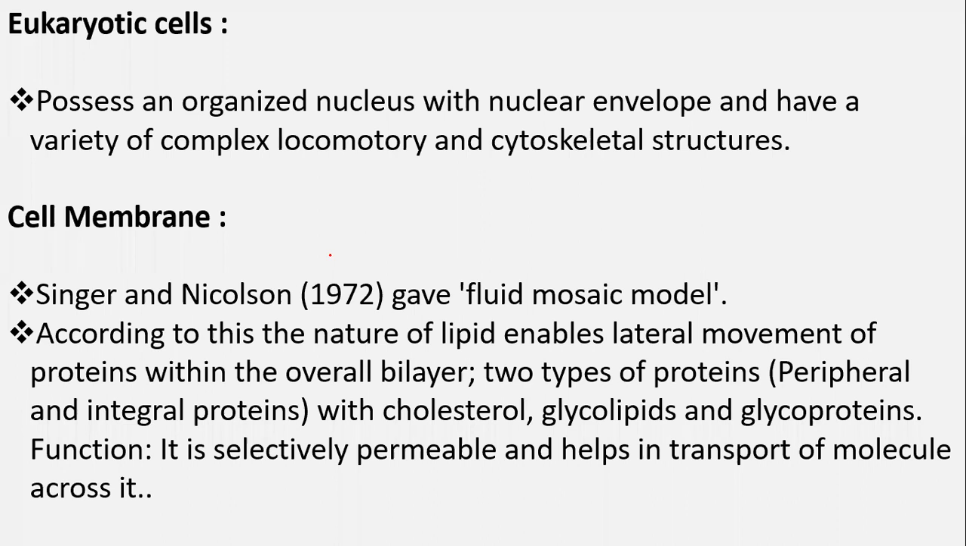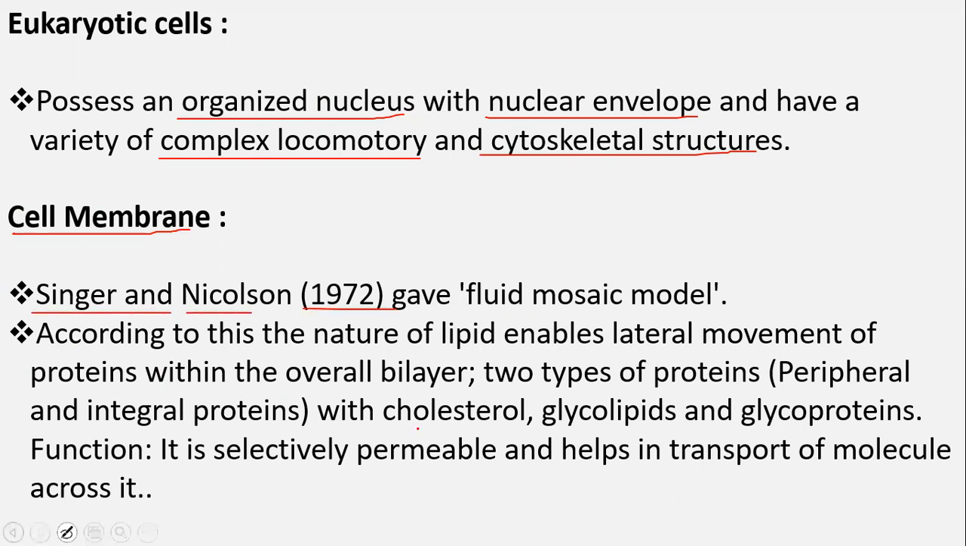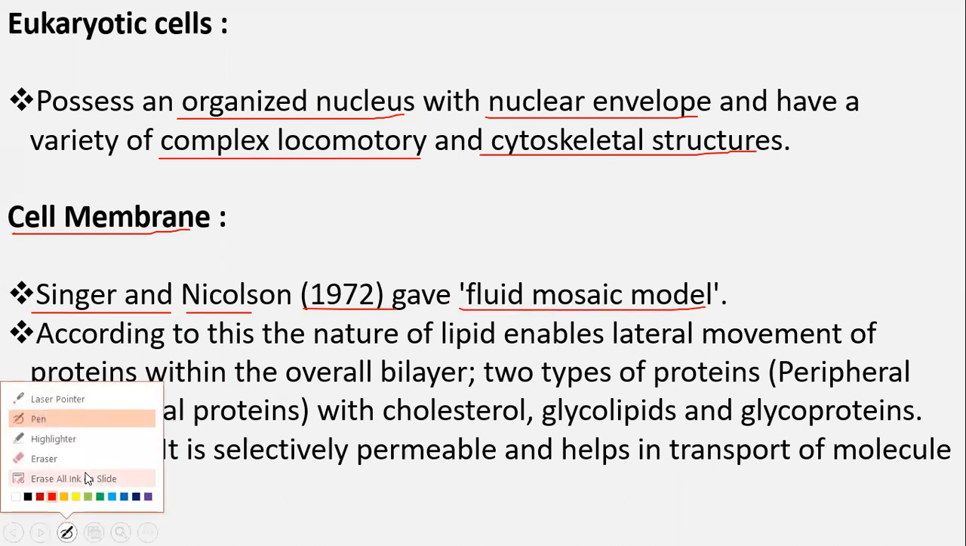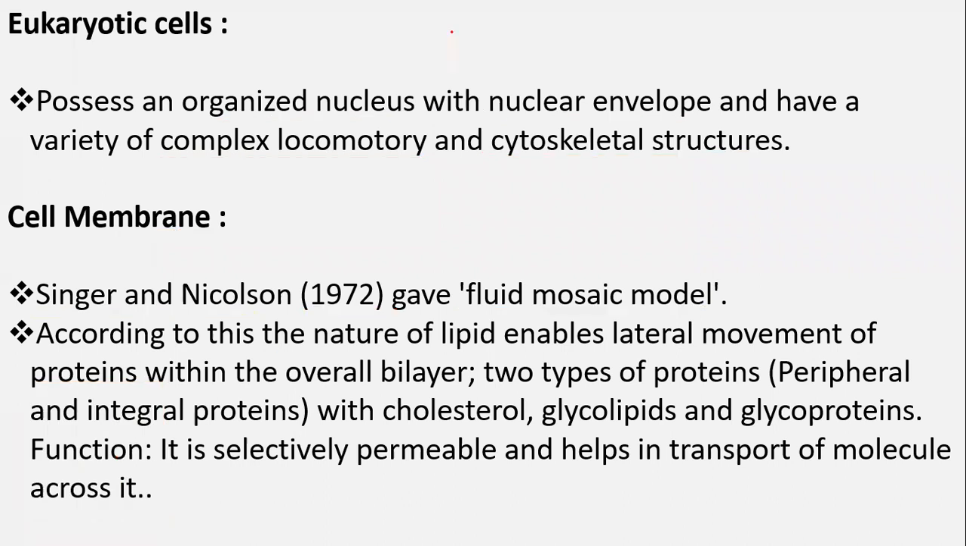Okay, everyone. So next session is all about eukaryotic cells. Eukaryotic cell possesses an organized nucleus with a nuclear envelope and have a variety of complex locomotory and cytoskeletal structures. First organelle of eukaryotic cell, which we are going to discuss over here, is the cell membrane. That is, Singer and Nicholson in the year 1972 gave the fluid mosaic model. Okay, fluid mosaic model.